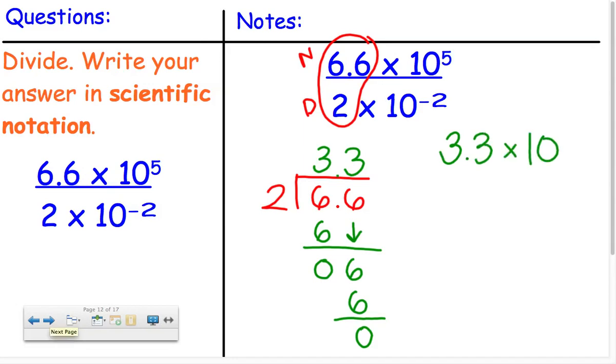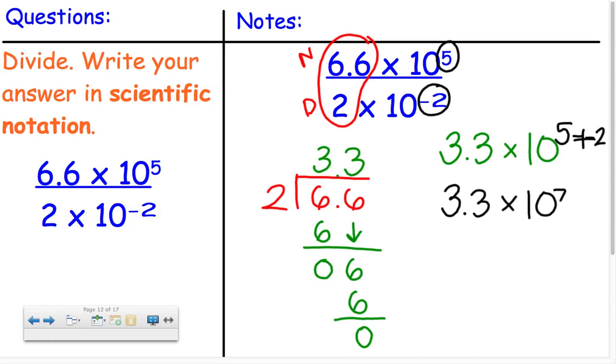Now for dividing, we don't multiply our exponents, we subtract them. So I have 5 and negative 2, so I'm going to do 5 minus a negative 2. So this is actually going to be a subtract-a-negative problem. So I've got 3.3 times 10 to the 7th for my answer. And 3.3 is between 1 and 10, so I know that is correct. I don't have to keep going.